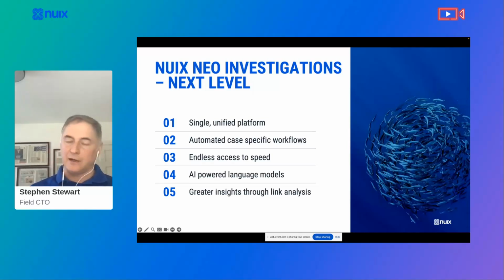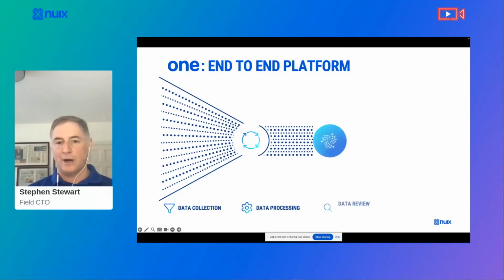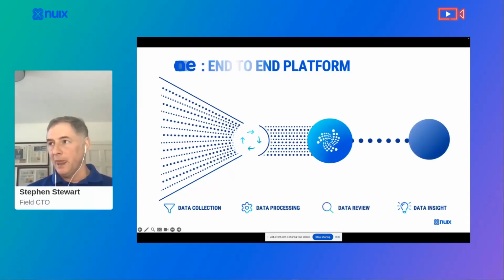How can I then scale that out horizontally such that I'm going faster, not just per unit, but faster across all of my horizontal resources to drive that? AI-powered language models to be able to get you to that answer more quickly, and then that last bit around greater insights through the link analysis.